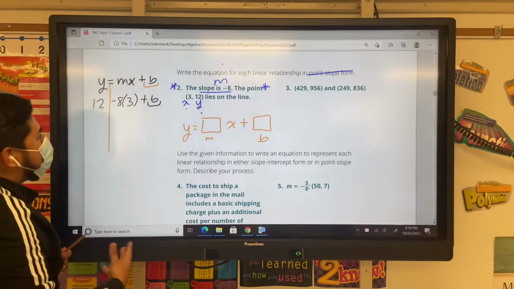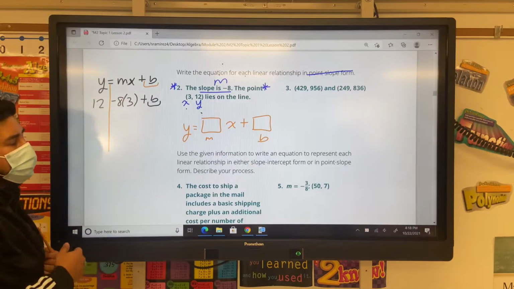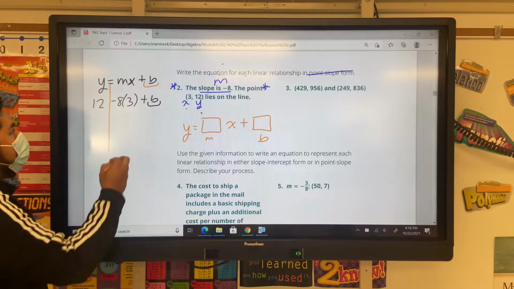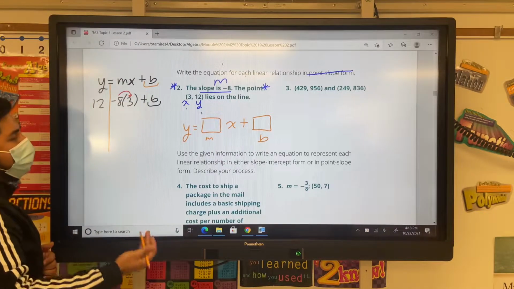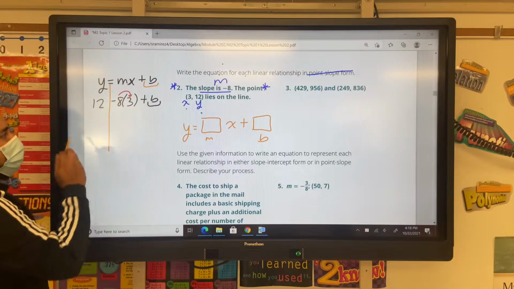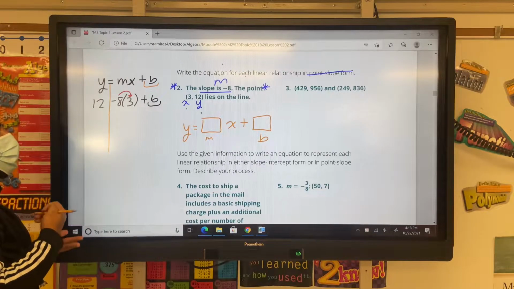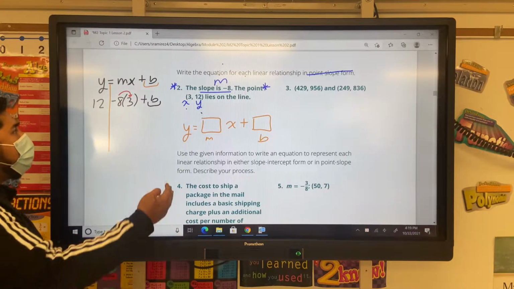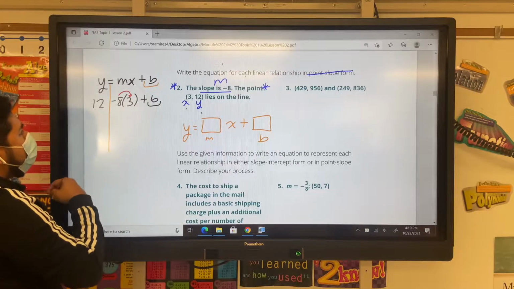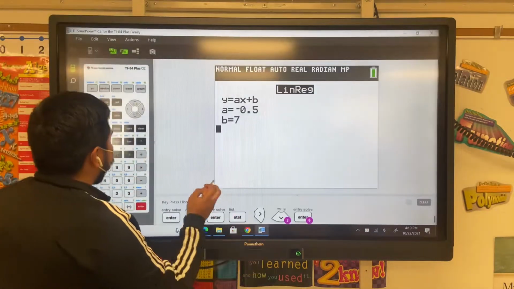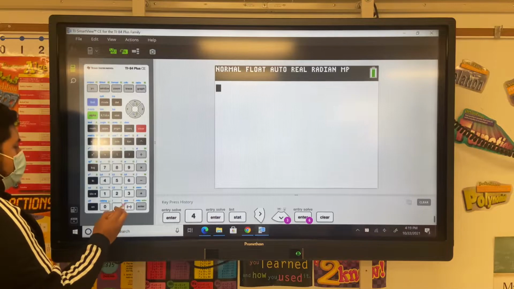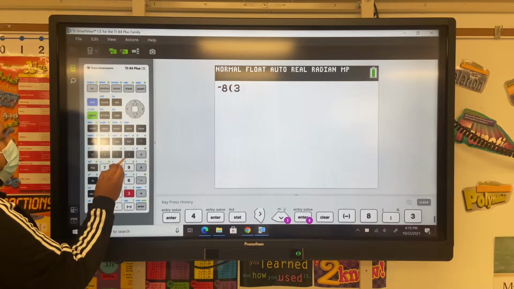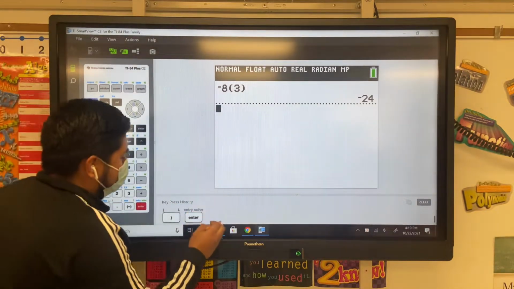Gotta follow the steps. Step 1, parentheses, PEMDAS. PEMDAS means to multiply. Not always, but when it's like this, you gotta know the number on the outside multiplies whatever's on the inside. -8 times 3. Calculator. -8 parentheses 3. -24.